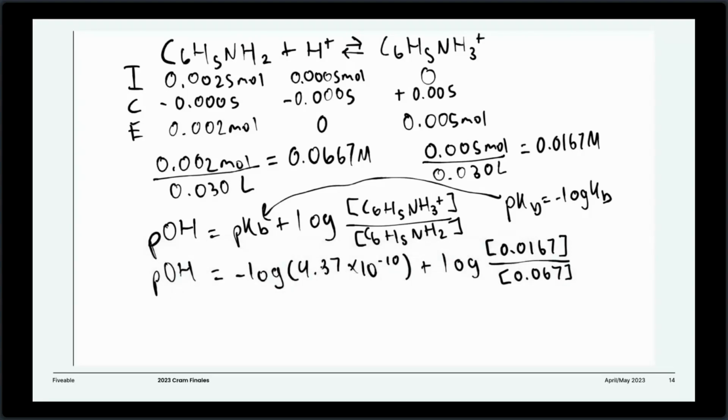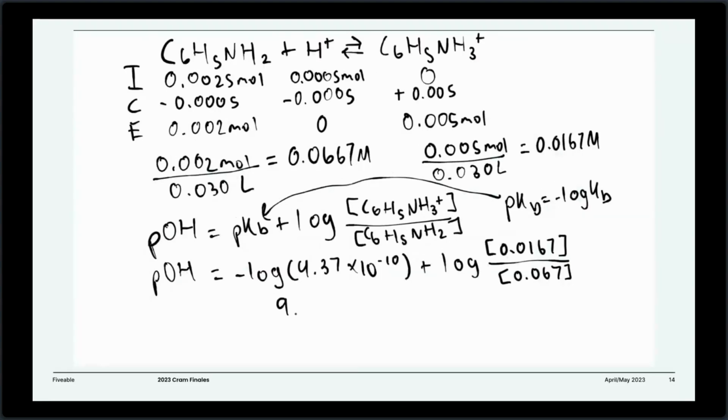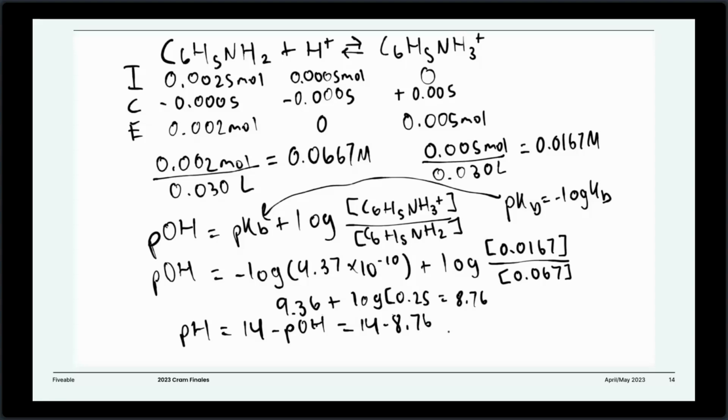and our pOH, that negative log, is going to equal positive 9.36, plus we have log 0.25, which is going to equal 8.76, and this is our pOH. We need to find the pH, and pH is going to equal 14 minus pOH, so that's 14 minus 8.76, which is going to equal 5.24, and 5.24 is our pH.